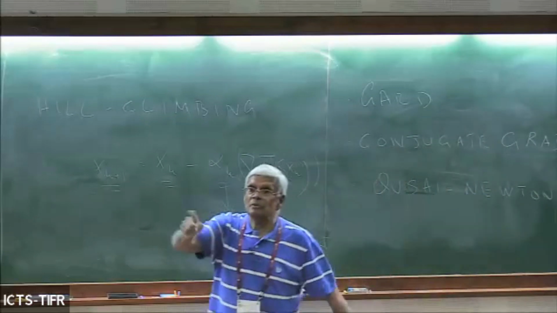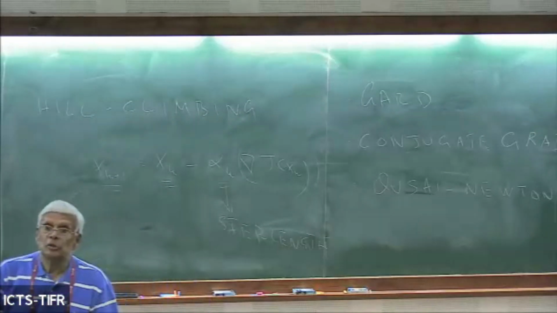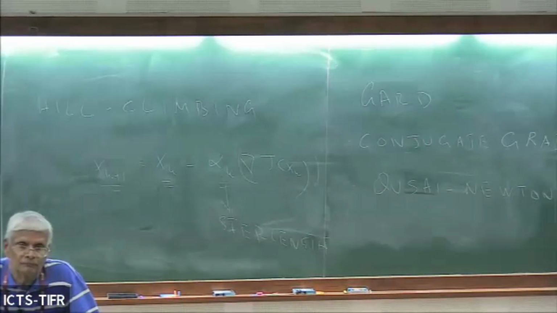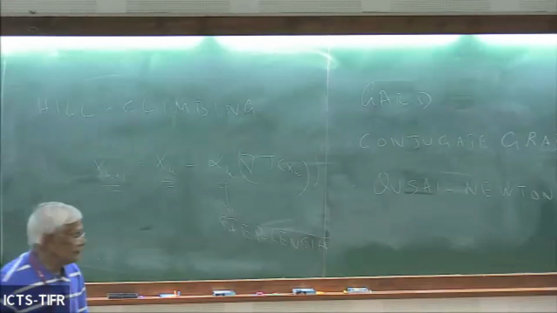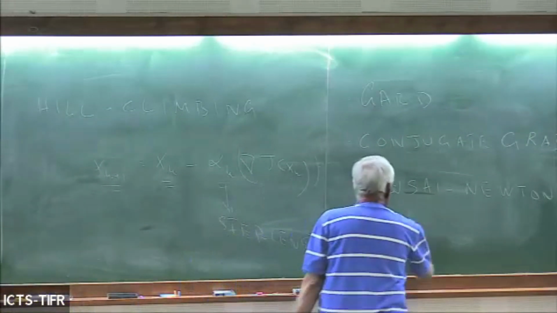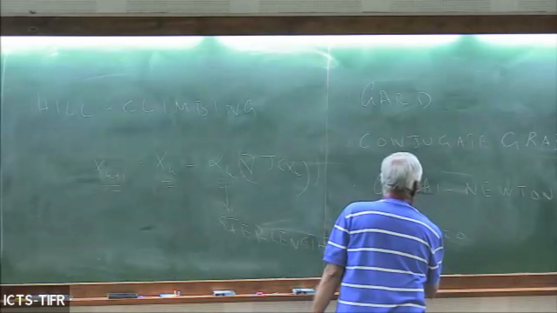I'm sure every one of you in numerical analysis must have heard of the Newton-Raphson technique. How do you find the zeros of a nonlinear function? f of x is a nonlinear function. I want to solve for f of x equal to zero.